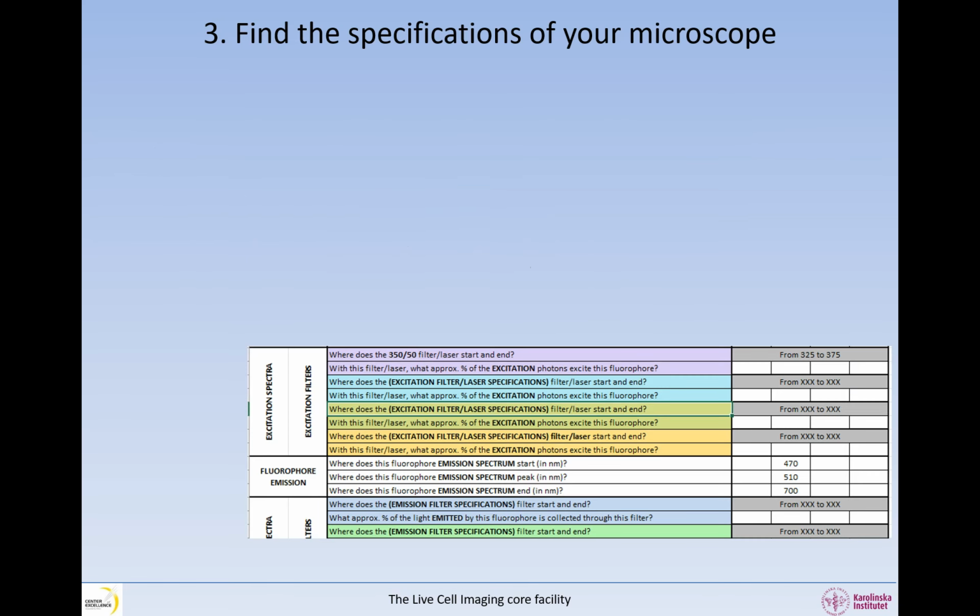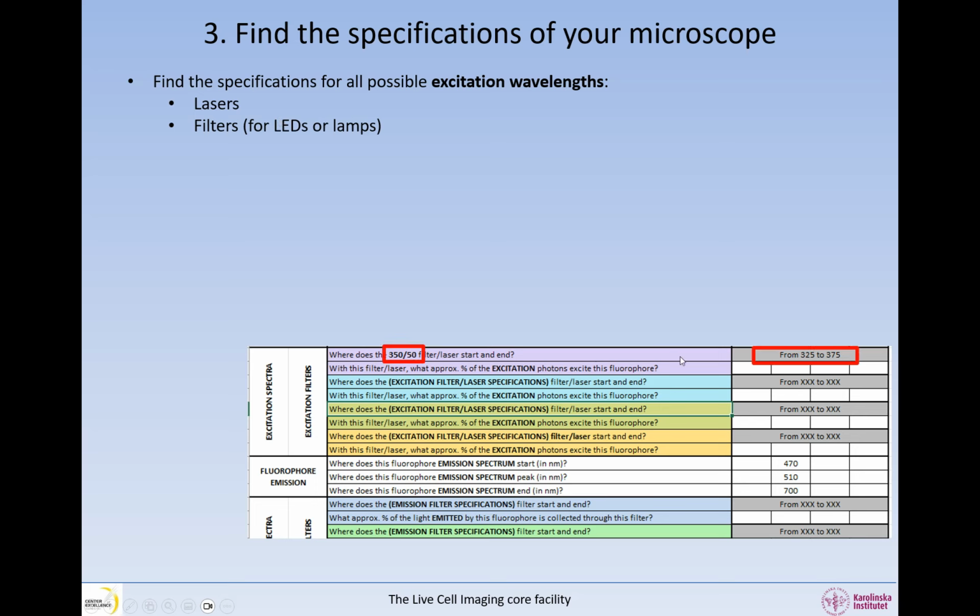So once you have everything, you're going to write it down in the form. Lasers, or maybe they are filters if you have a system that works with LEDs or lamps. So let's say that your excitation filter is 350. Right from here, it starts at 325 and it ends at 375, so plus minus 25. Okay, so you're going to do this for all of them. If you have a laser, you just write the laser here, and then here it's just one wavelength.